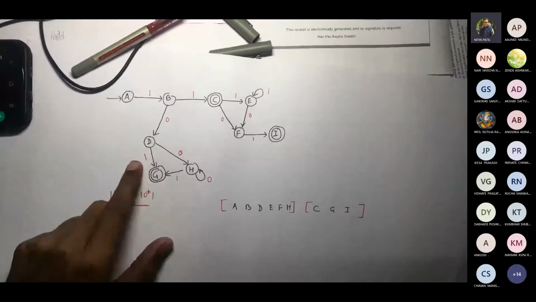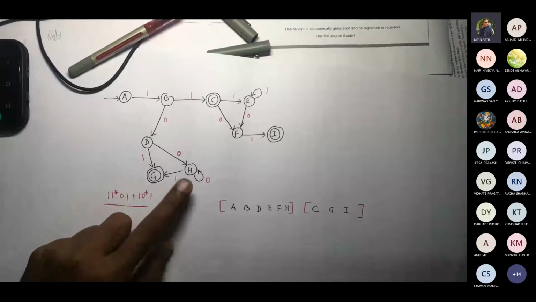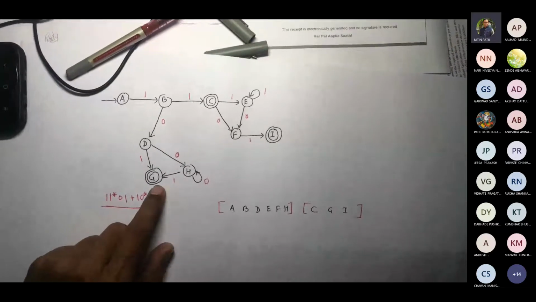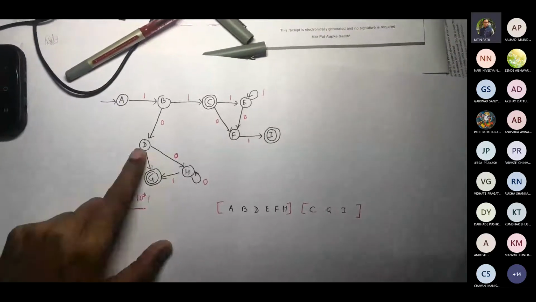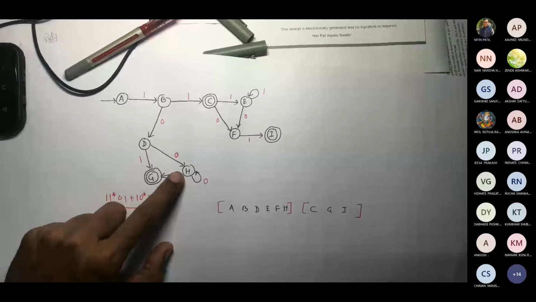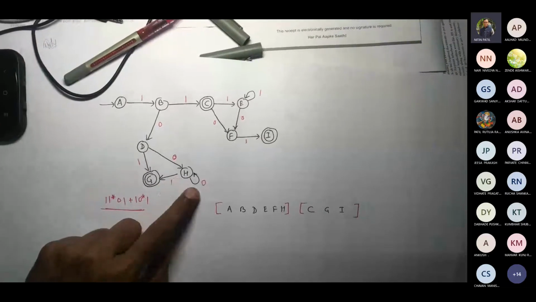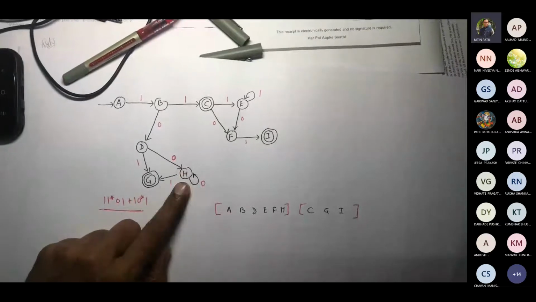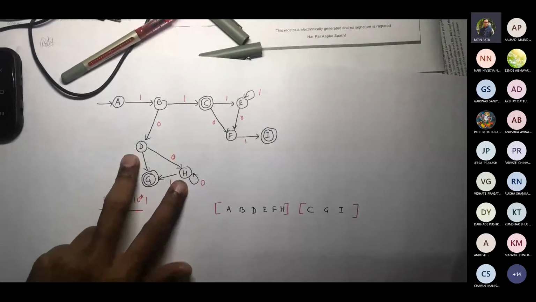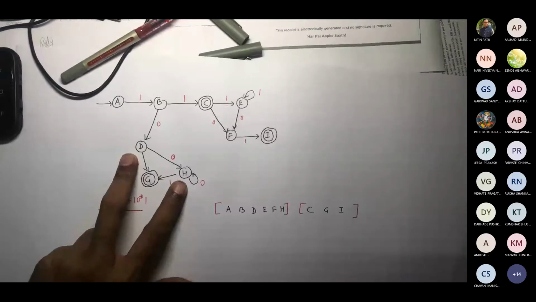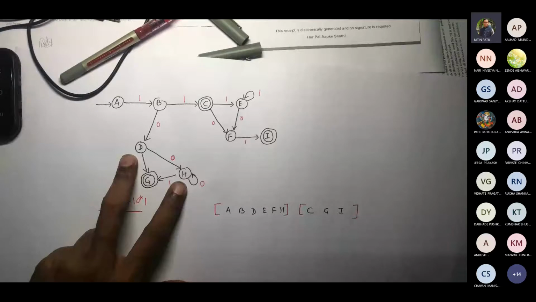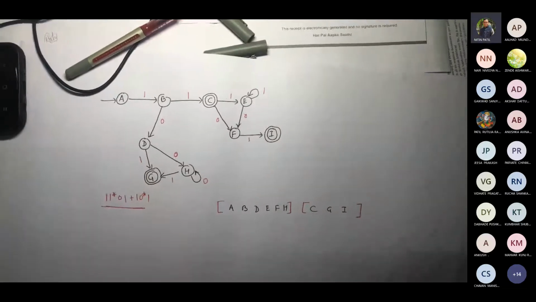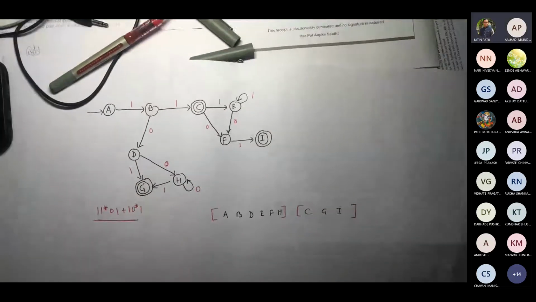If I give 1 to D, it goes to G. If I give 1 to H, it goes to G. If I give 0 to D, it goes to H. If I give 0 to H, it goes to H. So they are remaining in the same group, D and H. Can you see that? See carefully. Yes, sir.